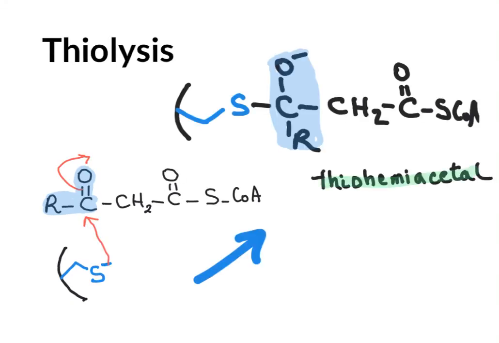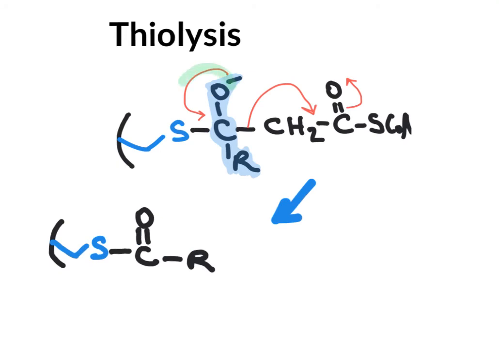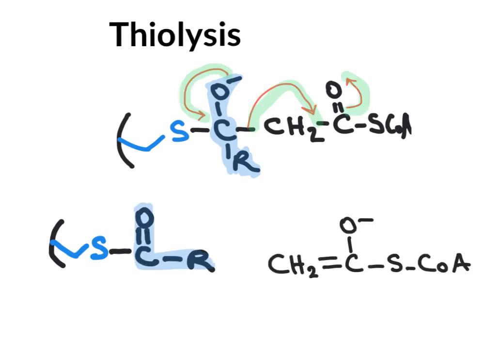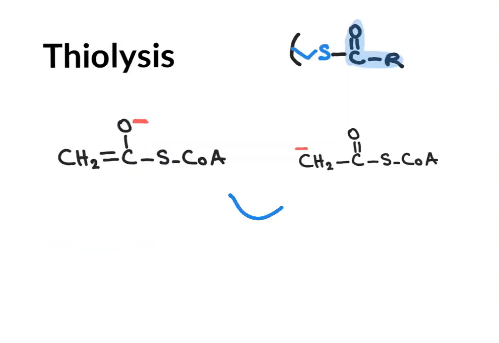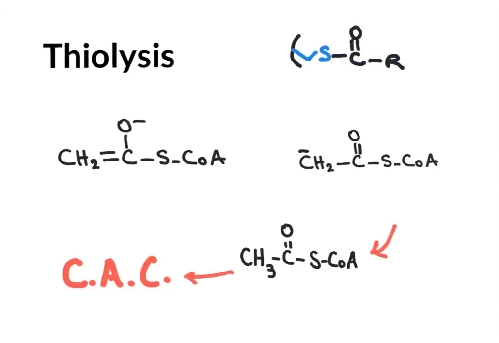A thiohemiacetal. When the tetrahedral intermediate collapses, it's going to form an enolate, and the rest of the fatty acid will make a thioester bond with the active site of the enzyme. The enolate is very stable due to the contribution of two resonance structures. To release the 2 carbon unit of acetyl coenzyme A, the enolate is protonated by the aspartate from the active site. This product can enter the citric acid cycle if the energy charge is low.